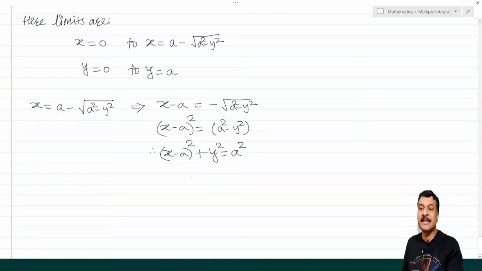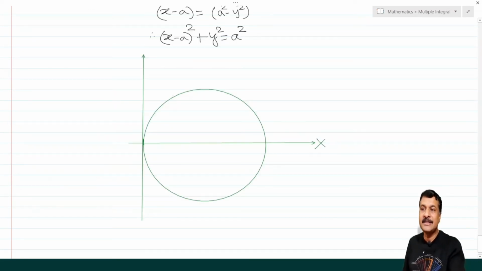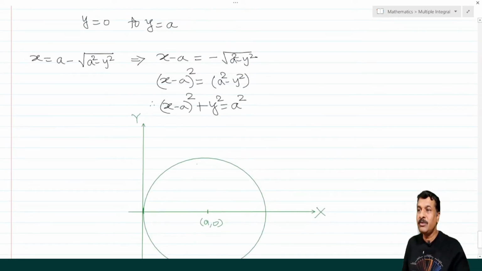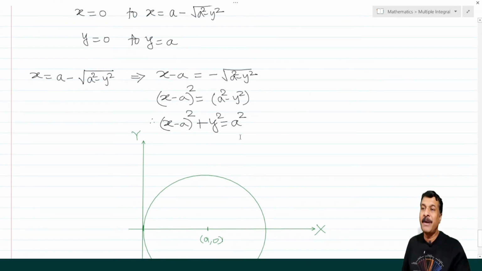So it is a circle with center (a, 0) and radius a. So draw or find the region of integration. So it is the x-axis, the y-axis, and here the circle with center at (a, 0) and radius a, which means this distance is a. Now you decide the step and region of integration by the given limits.